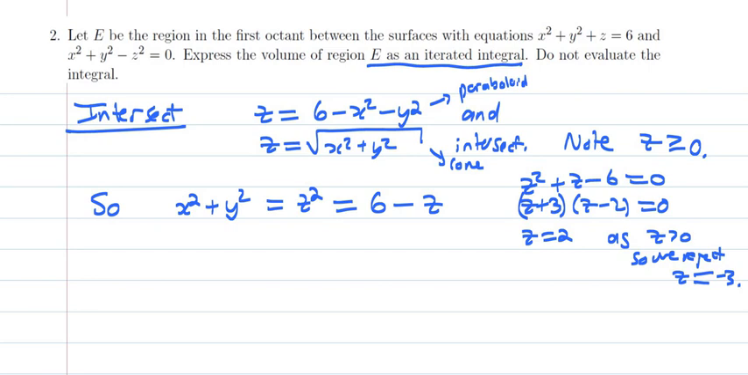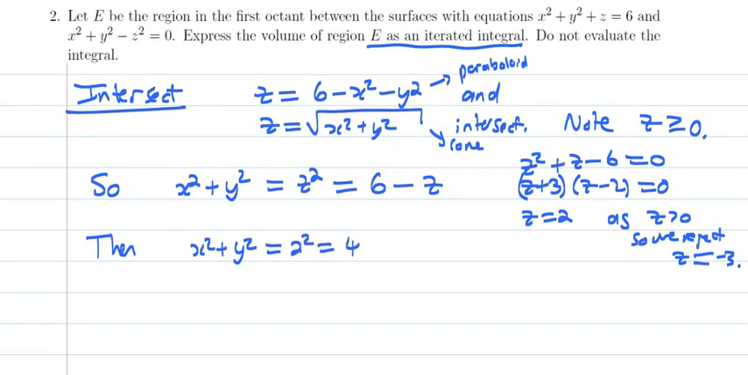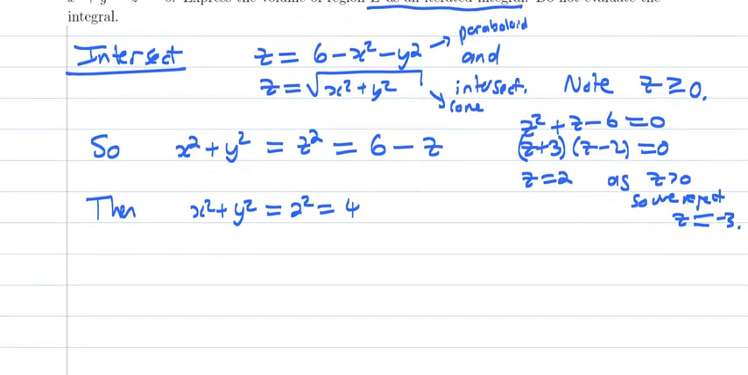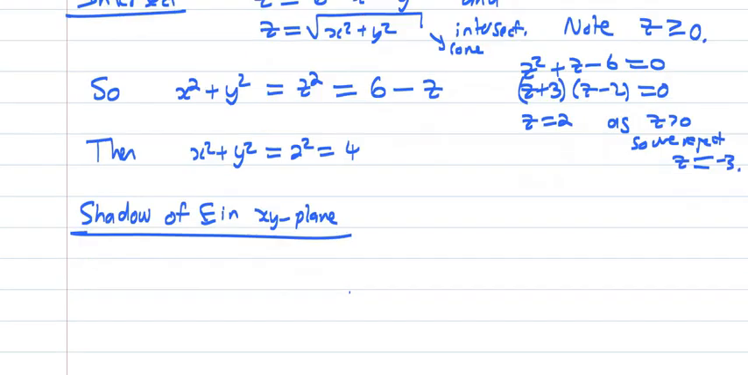All right. And now we can see if they intersect, then we have that x squared plus y squared is equal to 2 squared, which is 4. And remember, we are in the first octant. So let's make a little heading. Shadow of E in XY plane. So that's easy to draw.